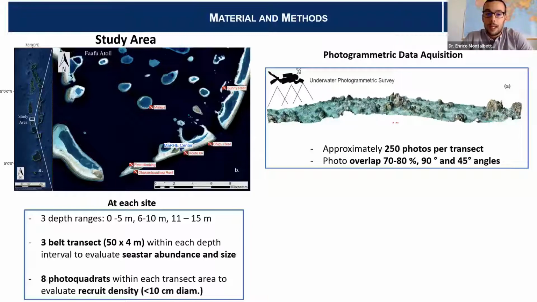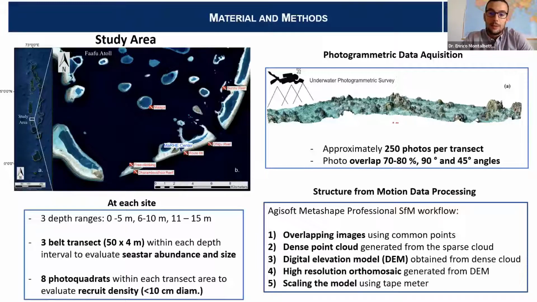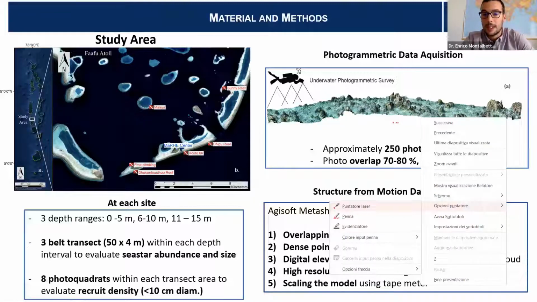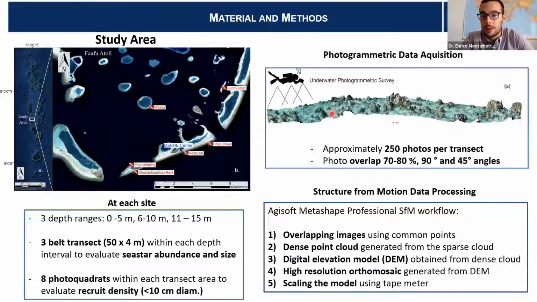After this, we followed a standard photogrammetry workflow that allowed us to build 3-dimensional models of the investigated sites. I don't want to go too much into detail now, but if you have any curiosity, please feel free to ask me later. First of all, we took approximately 250 photos per transect with an overlap of 70-80%. After this, we transferred our photos into a software called Agisoft Metashape, where we were able to generate a digital elevation model of our investigated sites, like the one you can see here in this image.